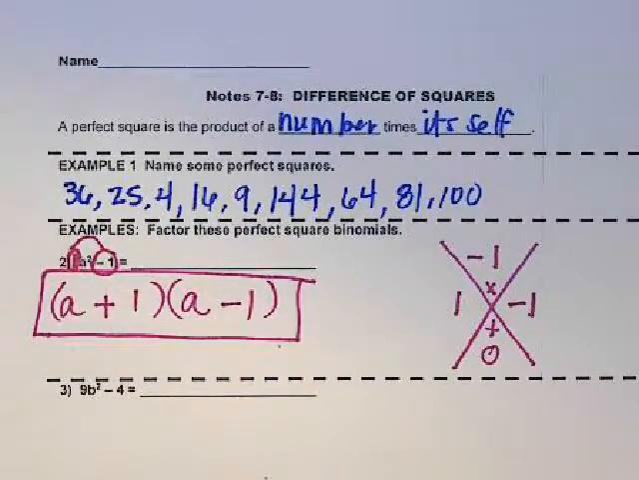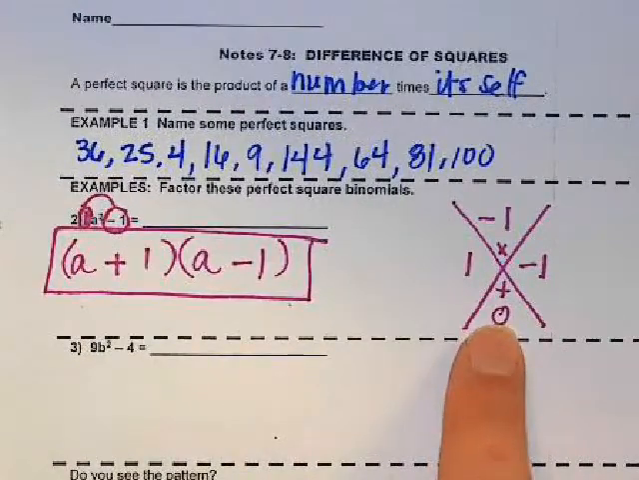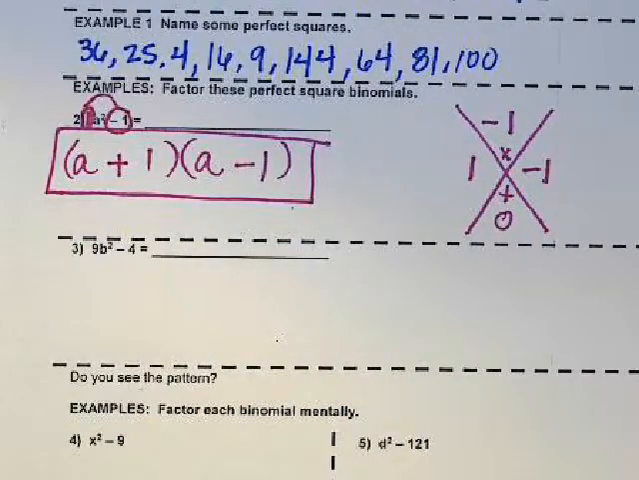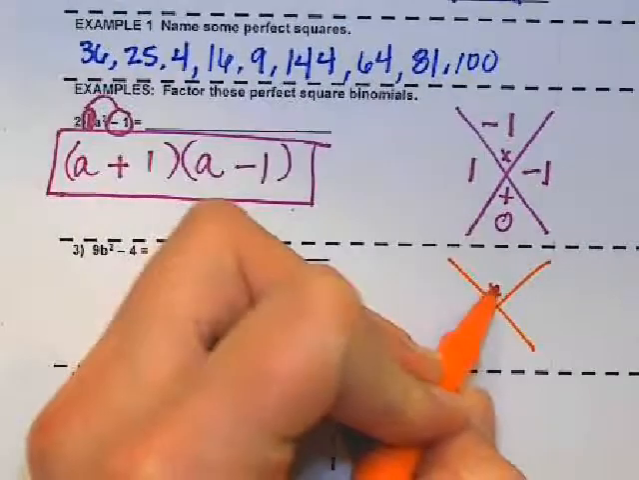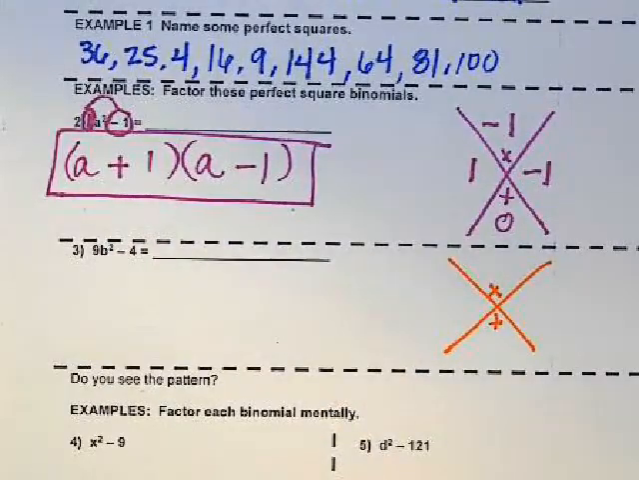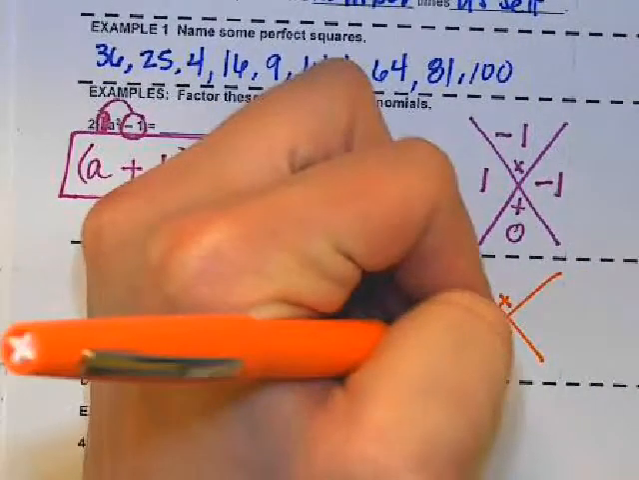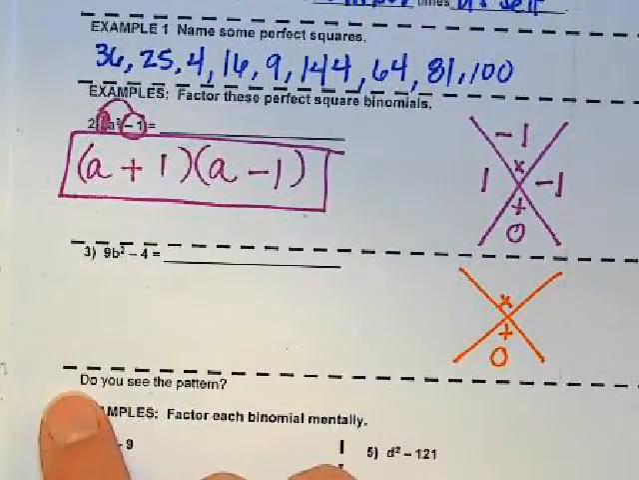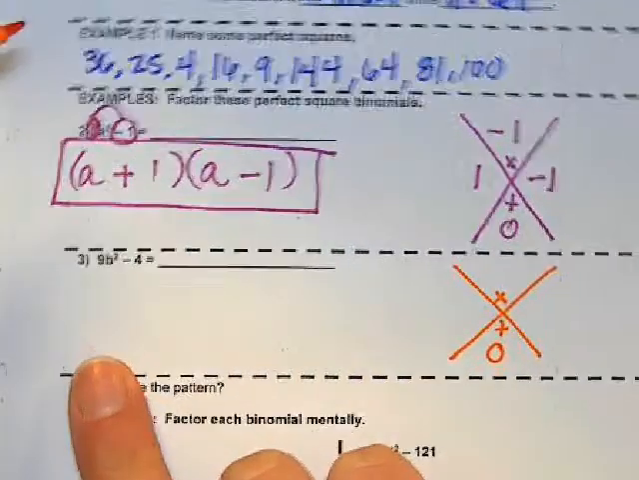That's it. If you have a binomial like this, your middle number is going to be 0. Okay? So look at number 3. We're factoring, so draw your x. Which number am I missing? The middle number. So what's my bottom going to be? 0. Okay? Hey, please don't color on my calculator. Those are expensive.